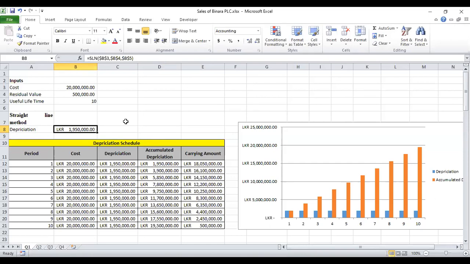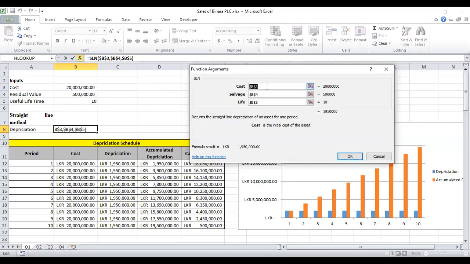Accordingly, you have selected the straight line depreciation method, and you have calculated that very correctly. Can you expand the formula? Let's take that to the expanded form. On the straight line basis, the function goes like SLN. Then you have to feed in three pieces of information: the cost, the salvage, and the life. You have done it very correctly. All the references have been given, and accordingly you managed to work out the depreciation. It's 1.95 million.